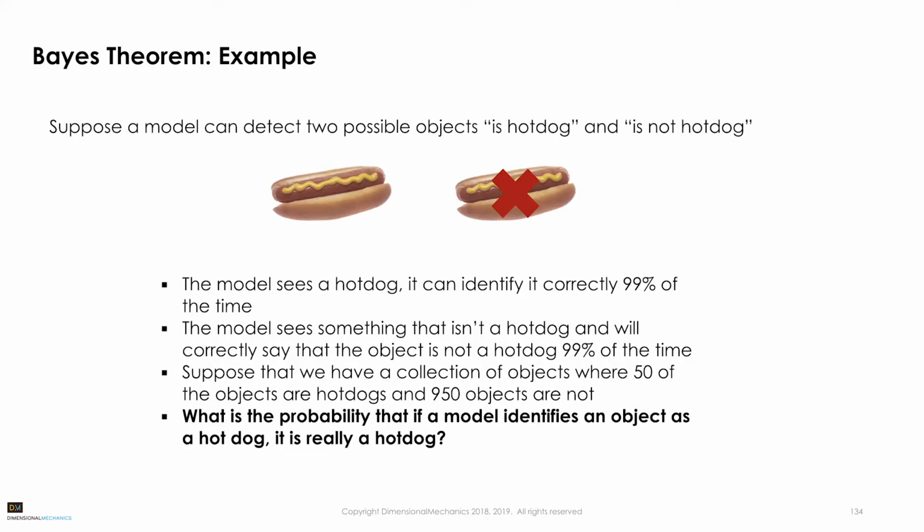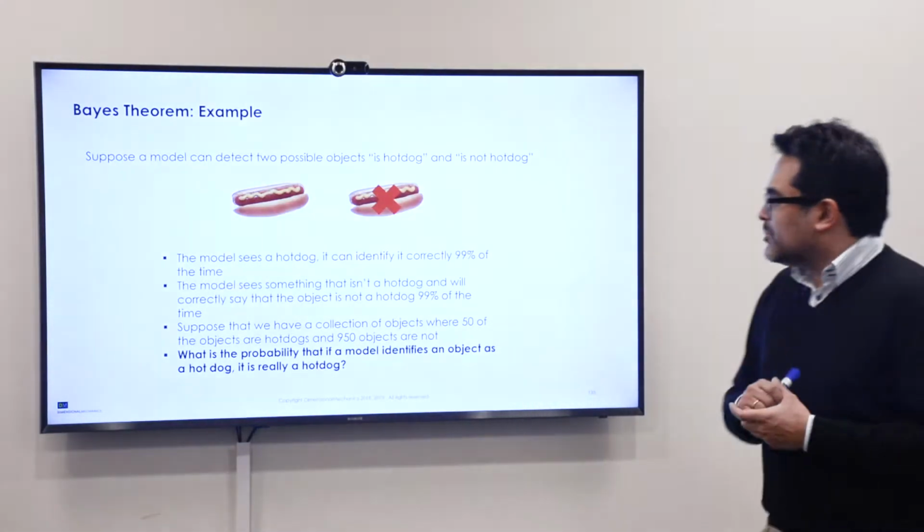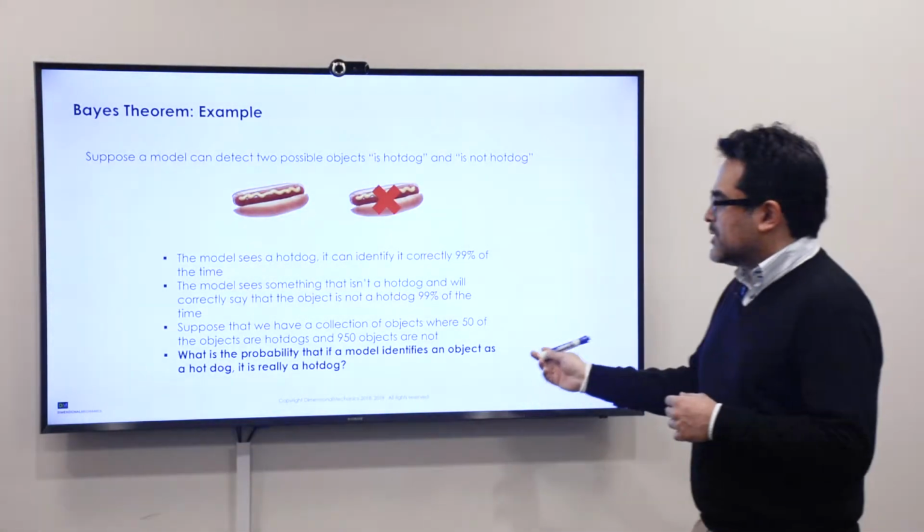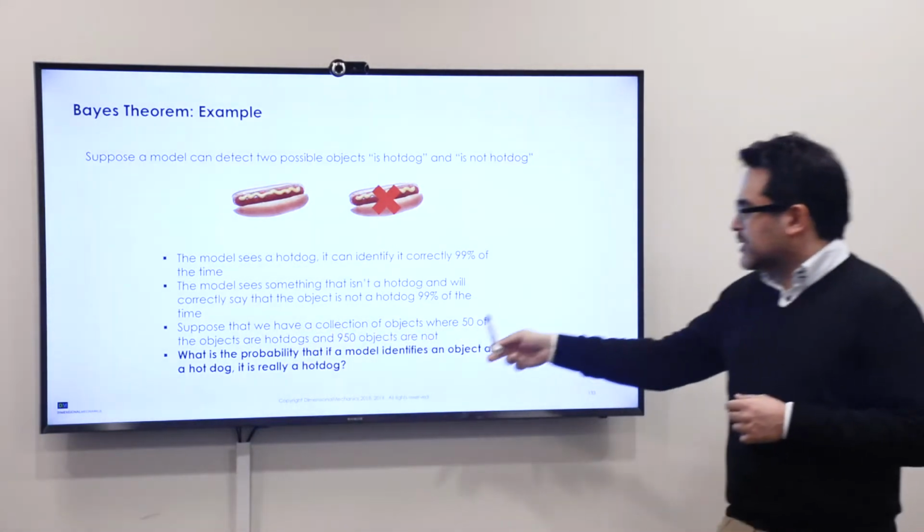So this is one thing from Silicon Valley: hot dog versus not hot dog. Suppose you have a model that can detect two possible objects, whether it's a hot dog or not a hot dog. If the model sees a hot dog, it can identify it correctly 99% of the time. If the model sees something that's not a hot dog, it will correctly say that it's not a hot dog 99% of the time.